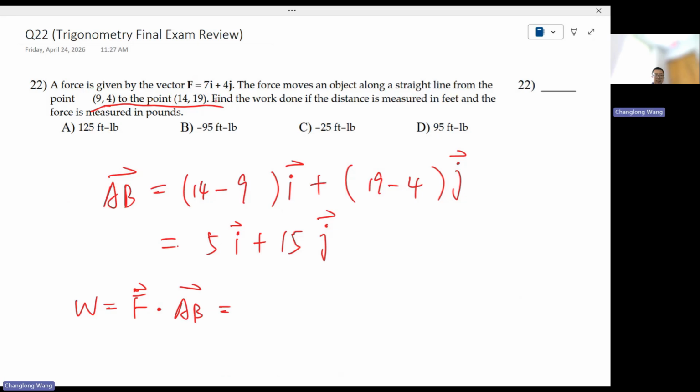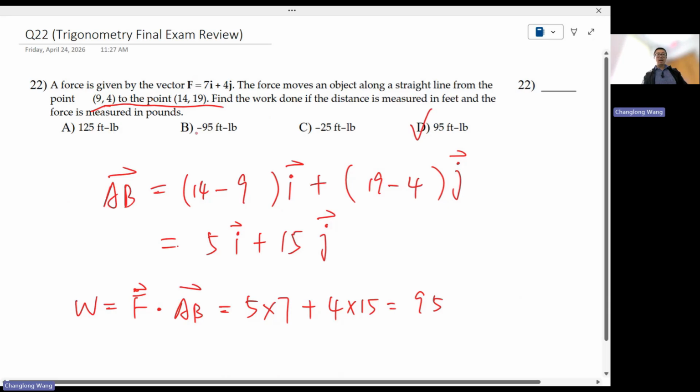So just grab the x's: 5 times 7, plus the product of the y's, which is 4 times 15. This is 35, that's 60, so you get 95. Okay, that's all. Don't worry about the units. You haven't learned anything about that part of physics, right? It's foot-pounds, whatever that is. But that's good enough for you to pick letter D.